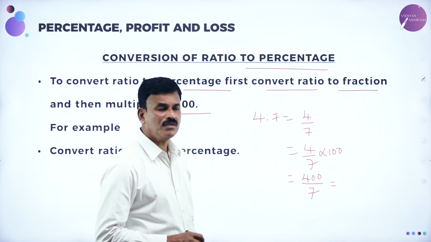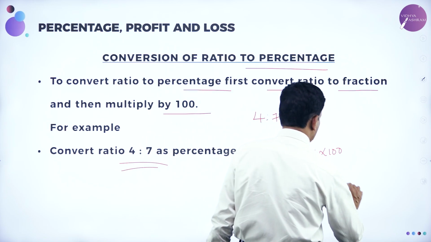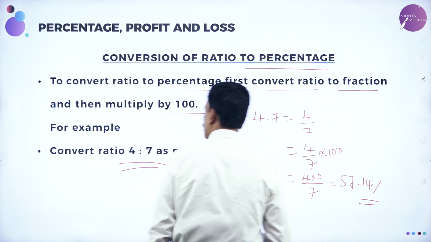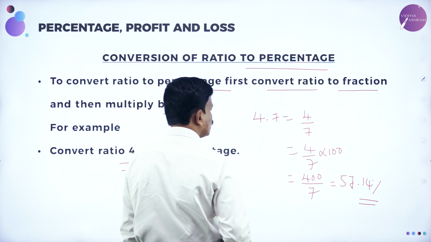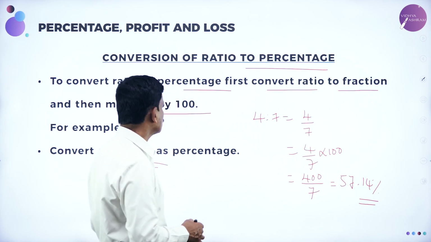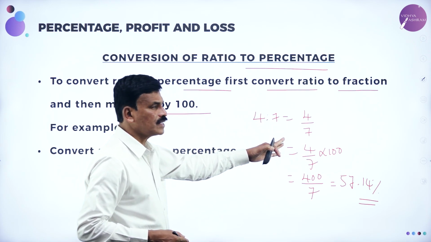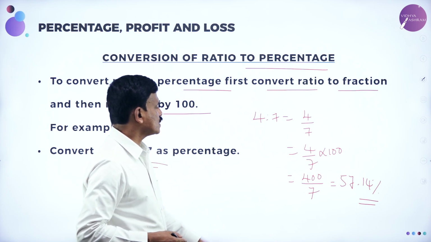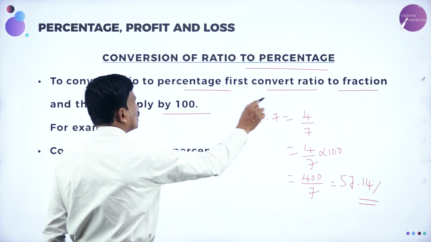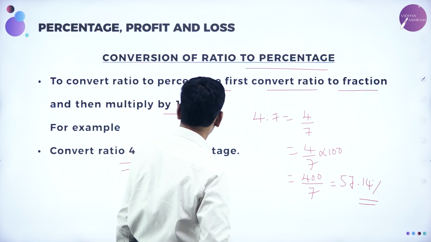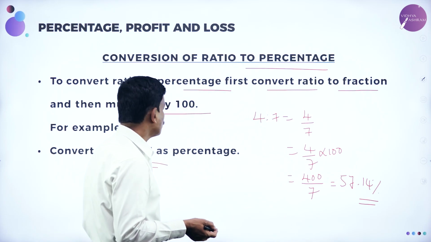Now, if you divide, what you will get? This is nothing but 57.14%. So, therefore, 4:7 is nothing but 57.14%. So, the ratio is converted into a fraction. Just convert to the fraction and multiply. Yes, first convert into the fraction, then multiply by 100. That's it.